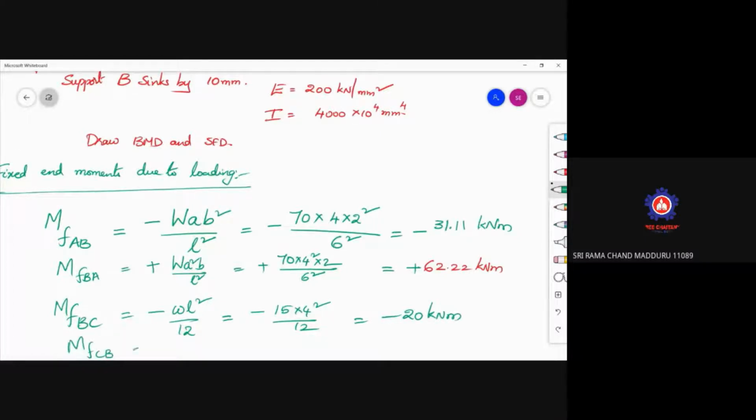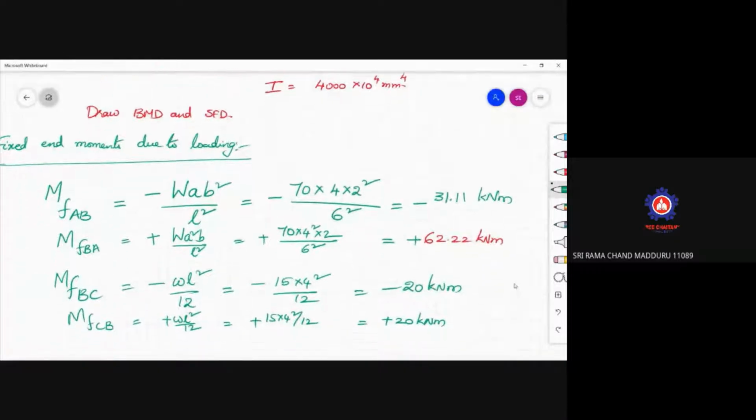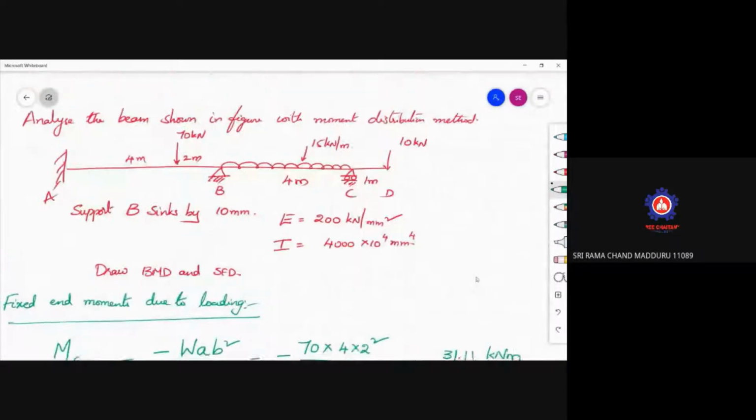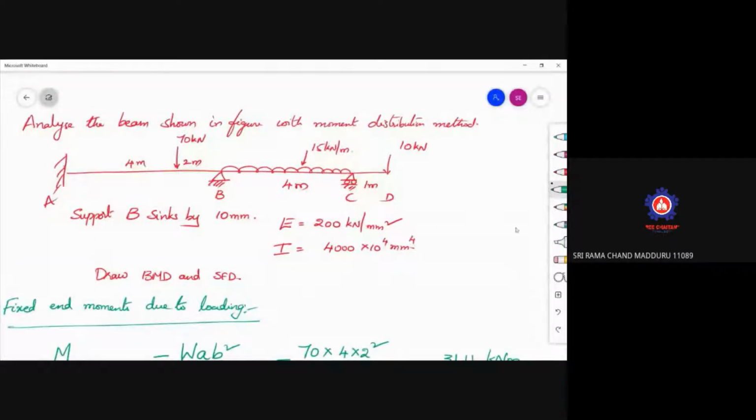MFCB is plus WL square by 12. So plus 15 into 4 square by 12, which is plus 20 kilonewton meter. Okay, now observe with this MFCB is calculated. Now you can see here overhanging portion is there. This overhanging portion, here the resistance will be given here.